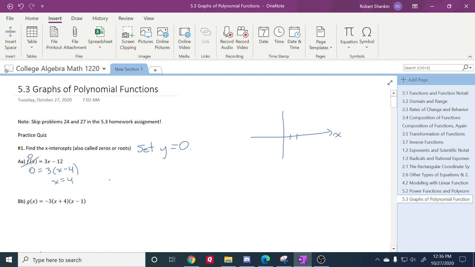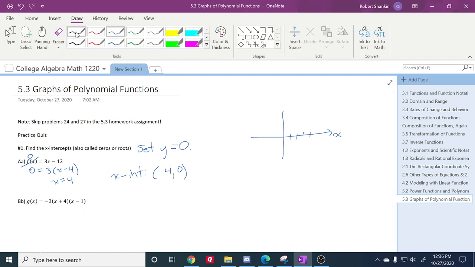The x-intercept, I want the 2 coordinates. We also know that the y-coordinate of that is 0. So the x-intercept is (4, 0) for this. It turns out this one is this line here, and it has a slope of 3, and it goes through here. Its x-intercept is right here when x is 4.